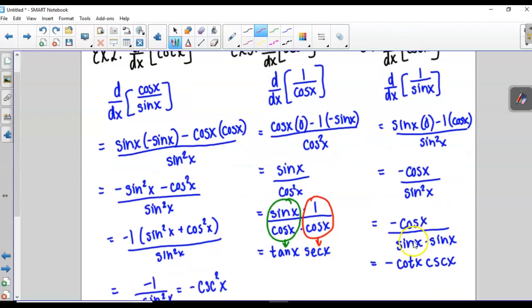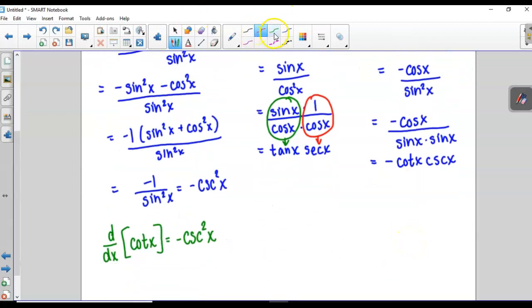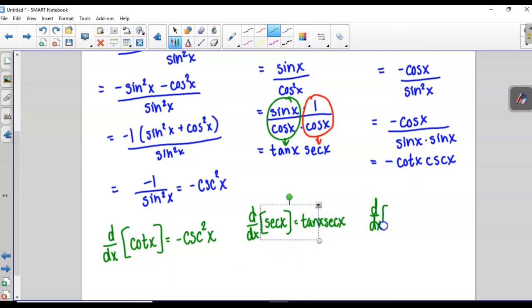Something similar happens over here with example 4. We need to make sure we've got down our rules here. Our derivative of secant x is tangent x secant x. And our derivative of cosecant x is negative cotangent x cosecant x.